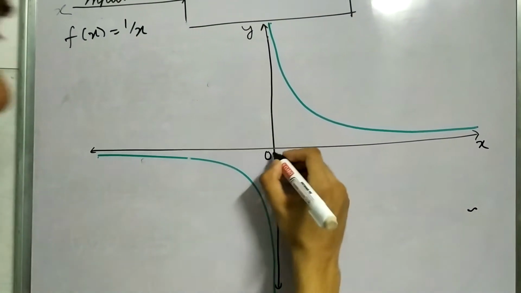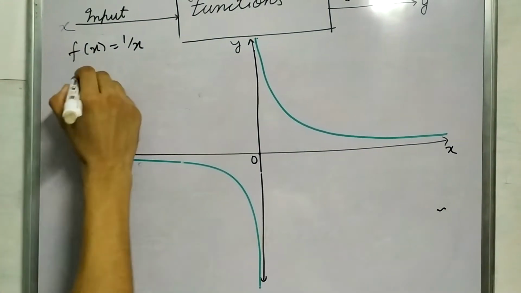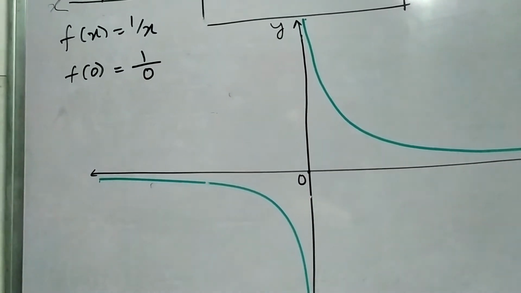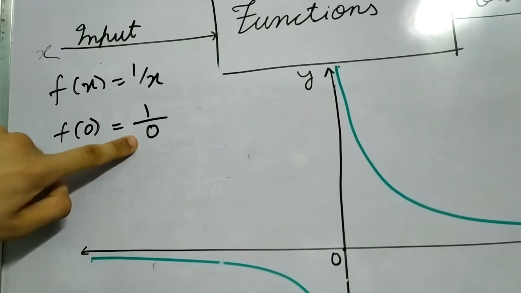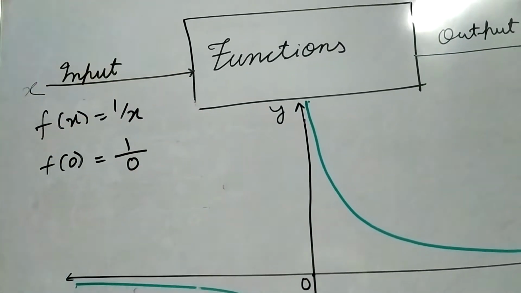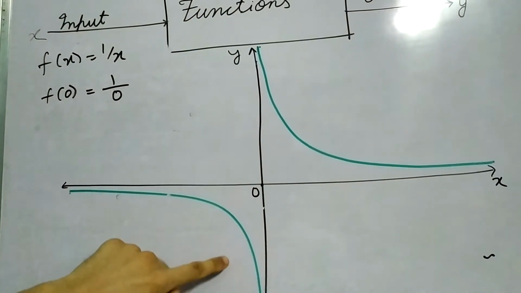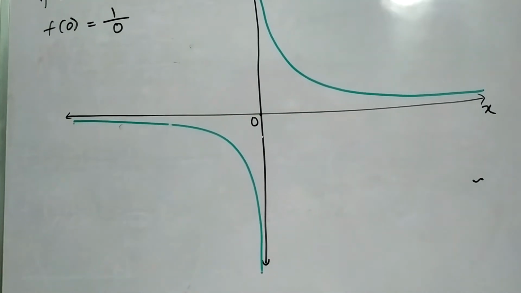Now what is happening at x equal to 0? At x equal to 0, f of x will be 1 by 0, and 1 by 0 is not defined. Now you may think of it as positive infinity, if it's going upwards, but you can clearly see that it's also going downwards. But I can explain that.